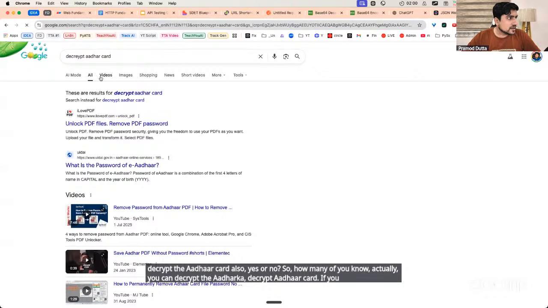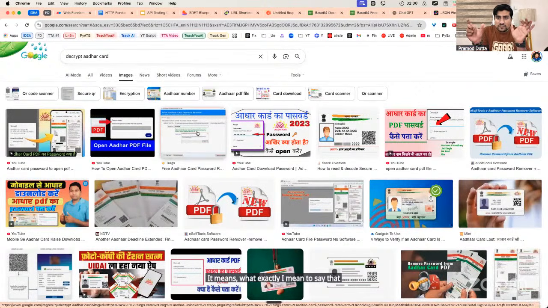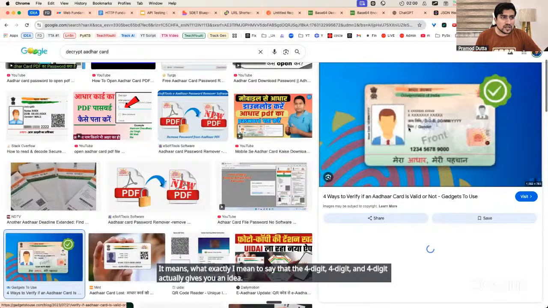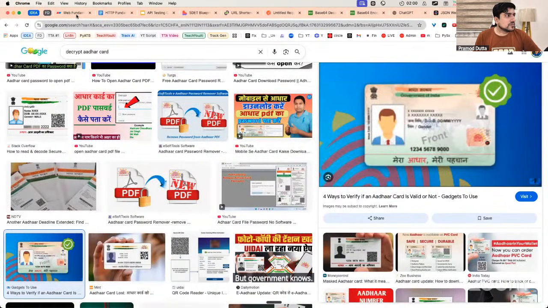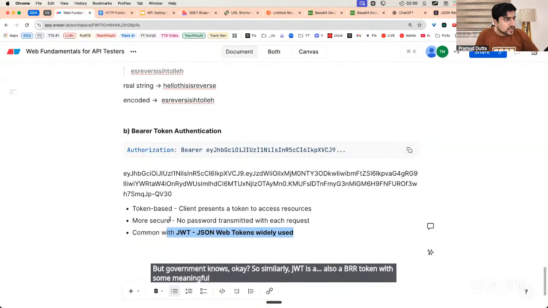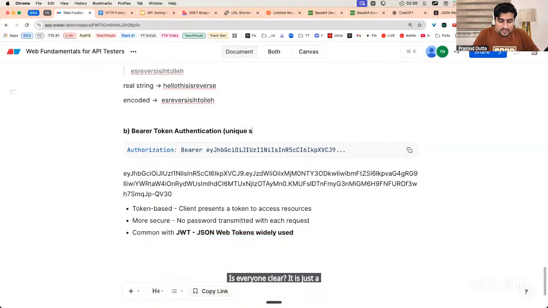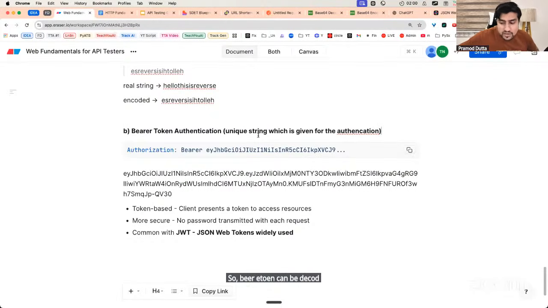If you start decrypting the Aadhaar card, you will see there are no images or anything like that. What I mean to say is that the four digits actually give you an idea. For example, suppose this is the Aadhaar card that we have. The first four digits basically tell you which state you belong to, what your house address is, and so on. There are a lot of interesting things that you will not know, but the government knows. Similarly, JWT is also a bearer token with some meaningful information. Is everyone clear? It is just a unique string which is given for authentication purposes. Is everyone with me? It only does this, okay. So a bearer token can be decoded back by the server, not by us.